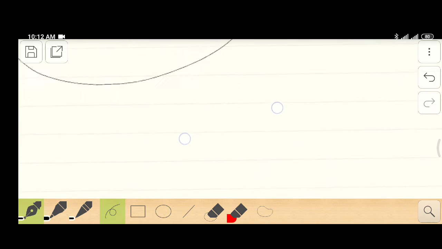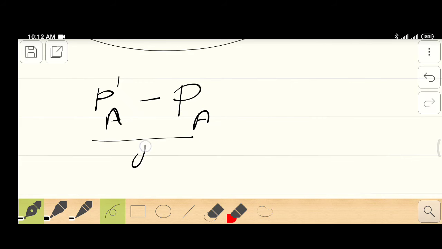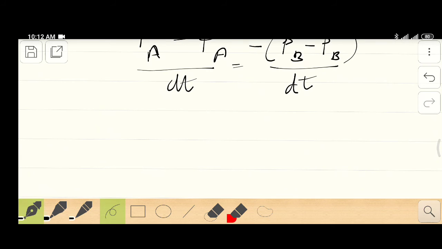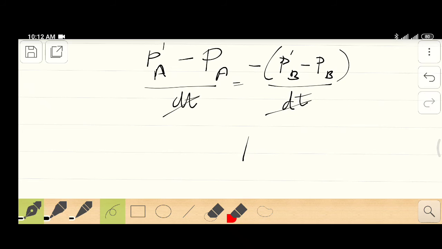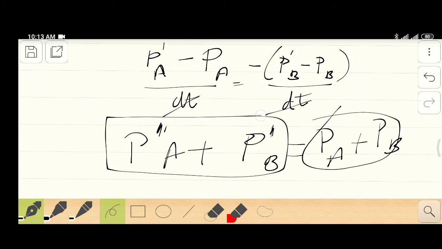So by combining these equations, you can obtain P dash A minus PA by dt will be equal to minus of P dash B minus PB by dt. Now dt will cancel each other. So by rearranging the equation, you can obtain P dash A plus P dash B is equal to PA plus PB, where PA plus PB is the total momentum before collision and P dash A plus P dash B is the total momentum after collision.